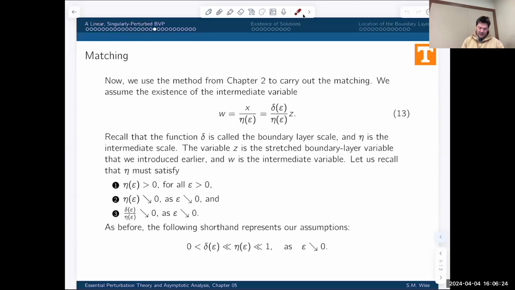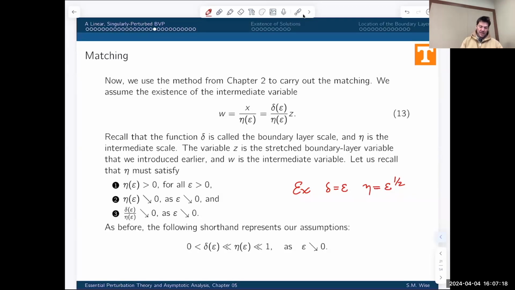So for matching, we introduce this intermediate variable W, which is defined as x over eta. At this point, usually we've determined what delta is, and delta is somehow related to eta in a way because x and z are related. And so we get this relationship here. Now, what we want for this eta scale, this intermediate scale, is the following properties. Eta should be positive for all epsilon. It's a function of epsilon. So you can think about it like this. A common example is delta will be epsilon and eta will be some fractional power of epsilon.